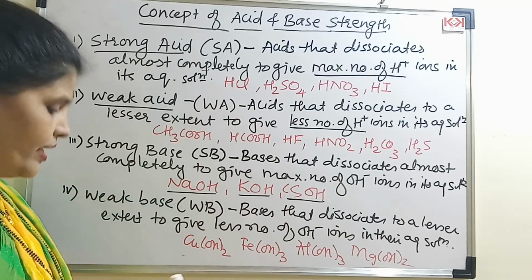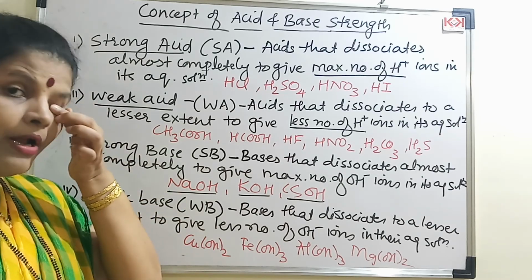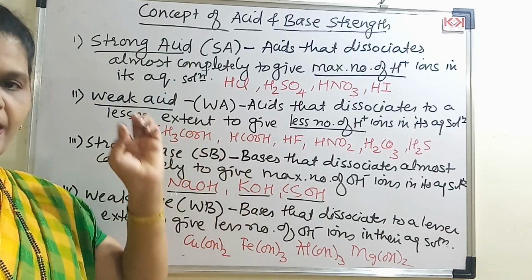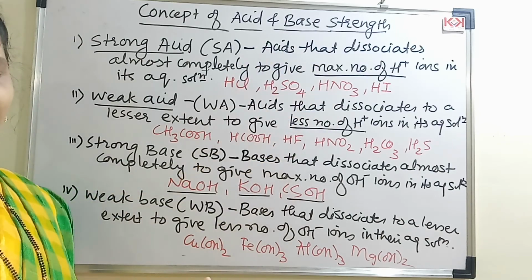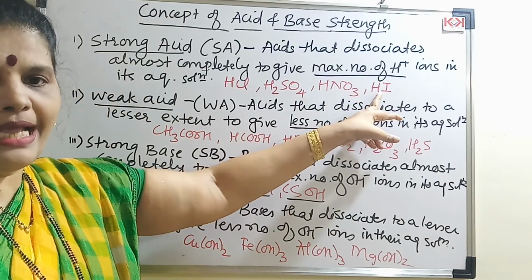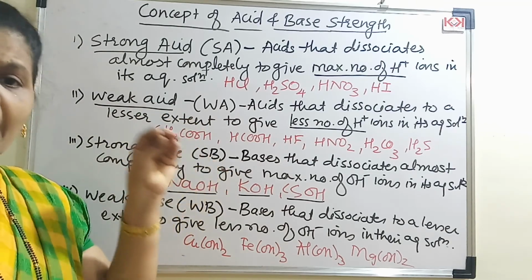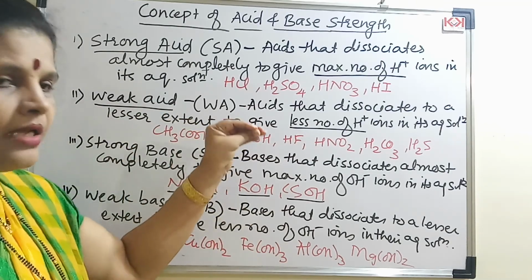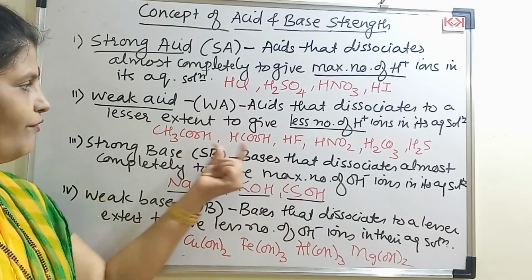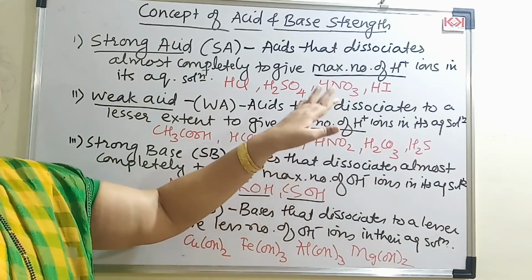Let us revise now what a strong acid is and the examples you must remember. What is a strong acid, student? A strong acid is a substance that dissociates almost completely in its aqueous solution to give maximum number of H plus ions. Examples are HCl, HNO3, sulfuric acid and hydrogen iodide, that is HI. Then what is a weak acid? A substance that dissociates to a lesser extent, giving less number of H plus ions when dissolved in water. Examples are organic acids like acetic acid, formic acid, HF, nitrous acid, carbonic acid, hydrogen sulfide. They are all examples of weak acids.